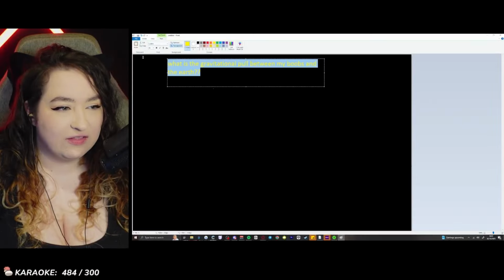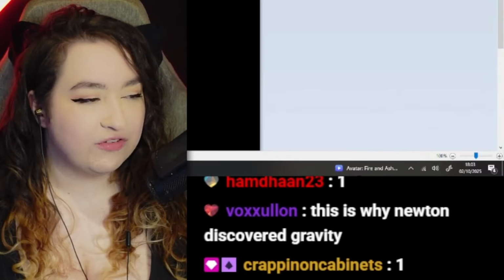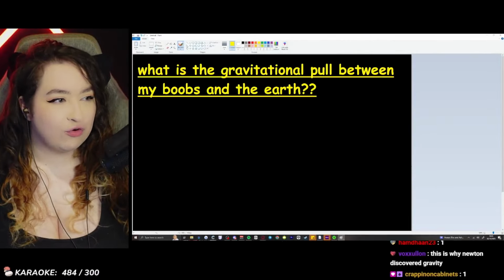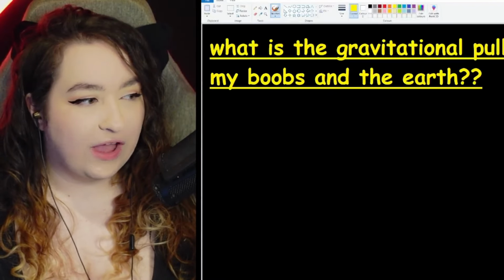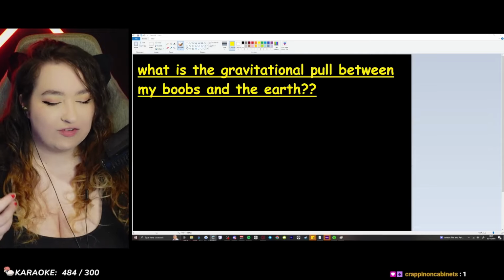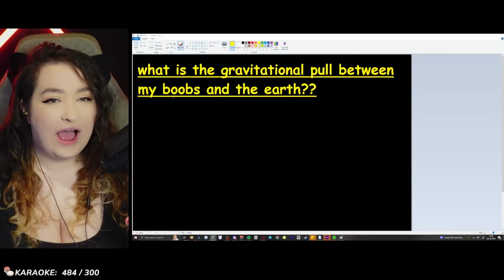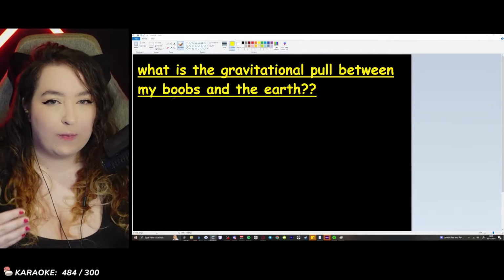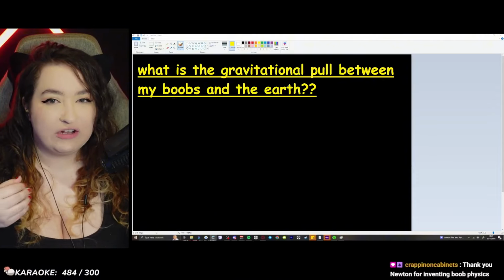This is like the content that needs to be known about. That's why Newton discovered gravity, because it was very important that we work out this concept. He wanted to know exactly the gravitational force of a boob. How do you work that out? How would you actually go about working out the gravitational pull between two objects?